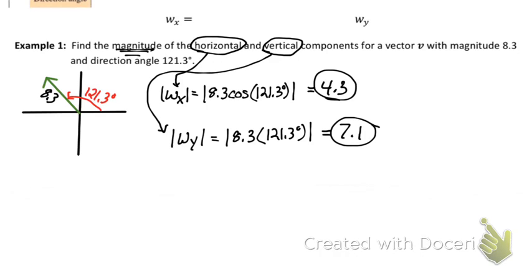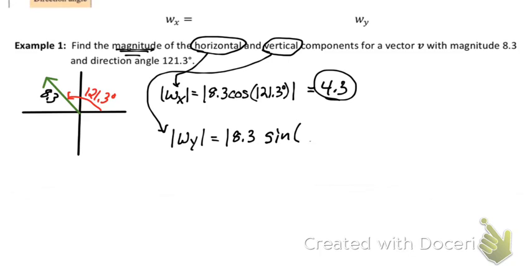Wait, for the vertical, isn't there supposed to be a sine here? Yeah, I said it, I just didn't write it. You are 100% right. Let me write that in there, because that wouldn't make any sense otherwise, right? I said it, I just didn't write it.